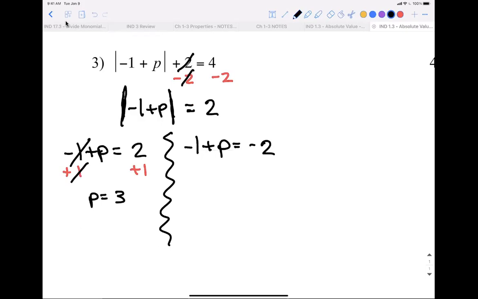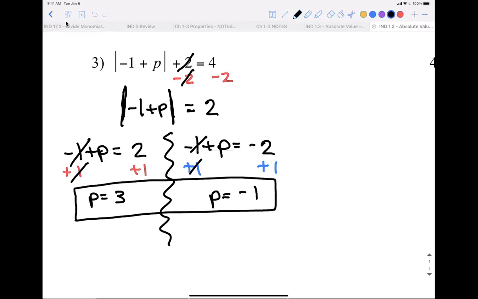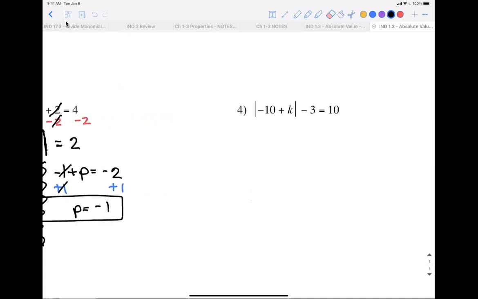And on the other side of the equation, I'm going to add 1 and add 1, leaving me p equals, now -2 plus 1, signs don't match, so I subtract and take the sign of the bigger. So my answer is -1. So this is a good example of where my two answers are not just like +3 and -3. Okay, they can be different. Any questions on that so far? Okay.